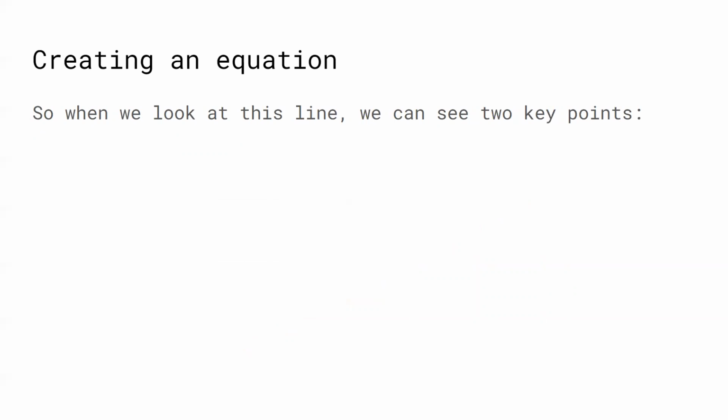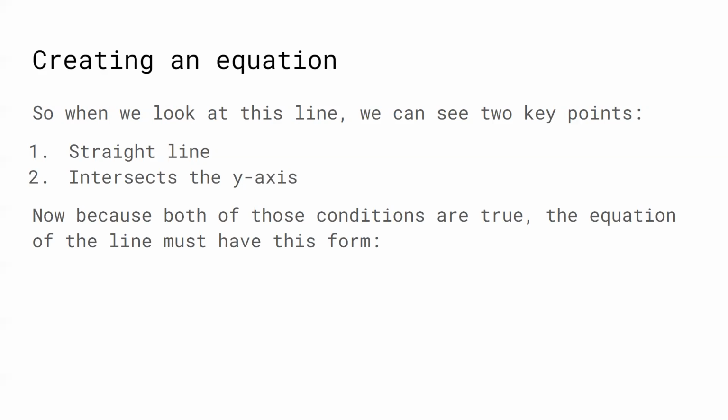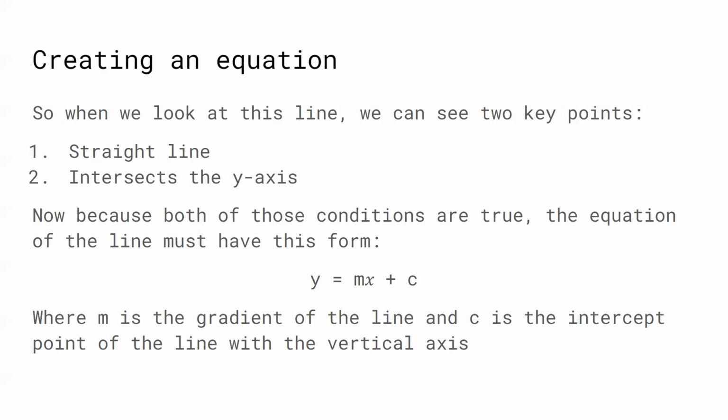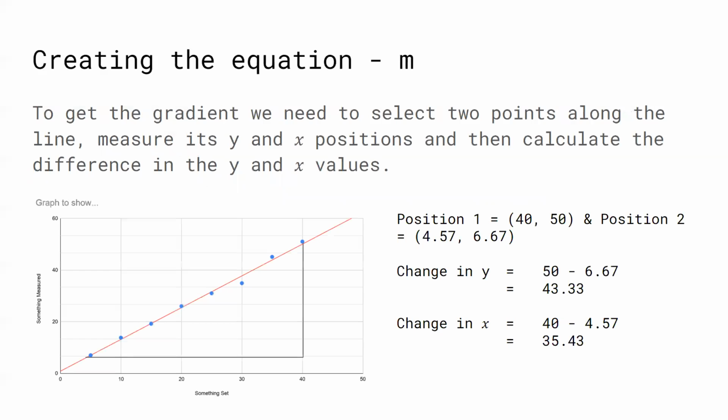So that line we've just drawn will have an equation, and when we have a line like above, we can see two key points. It's a straight line and it intersects the y-axis at a certain point. Now, because both these conditions are true, the equation of the line must have a certain form, which is y equals m times x plus c, where m is the gradient of the line and c is the intercept point of the line with the vertical axis. So we're going to try and figure out what m and c are, so we can put them into an equation and put some real numbers there.